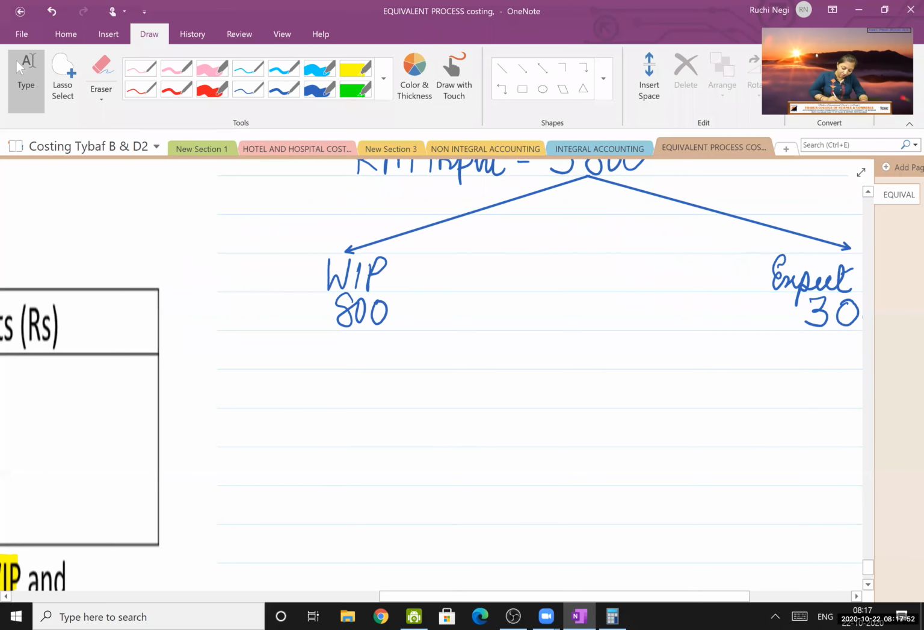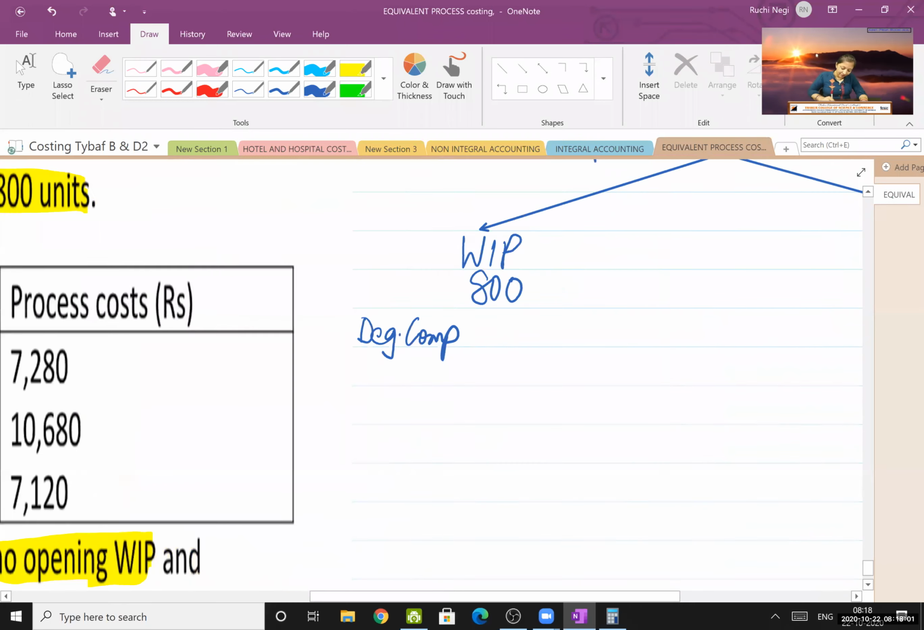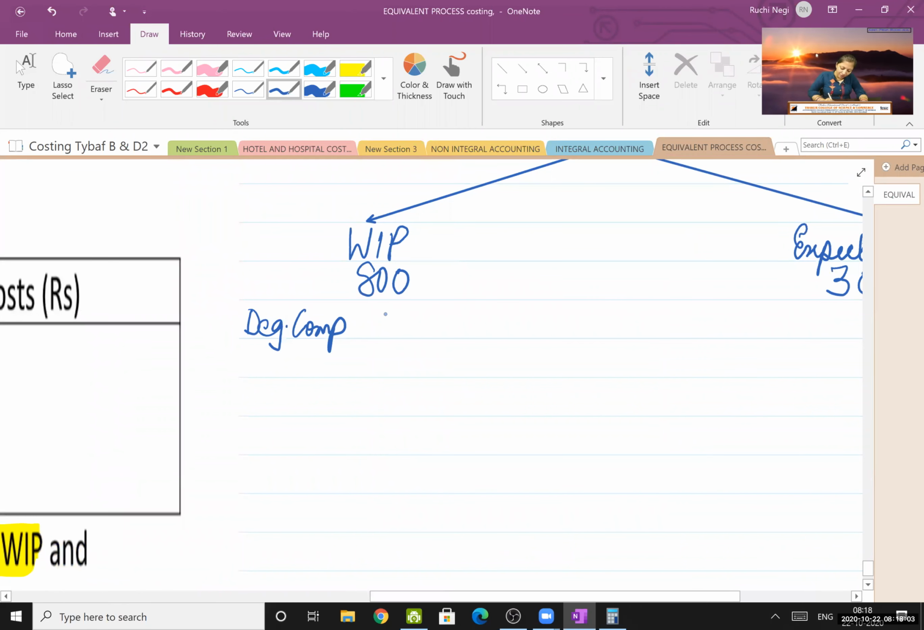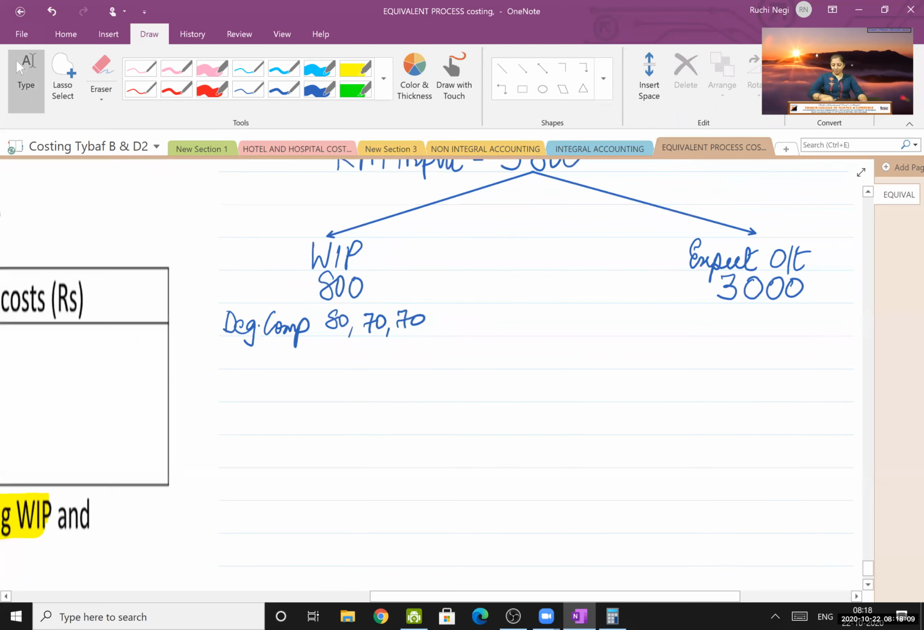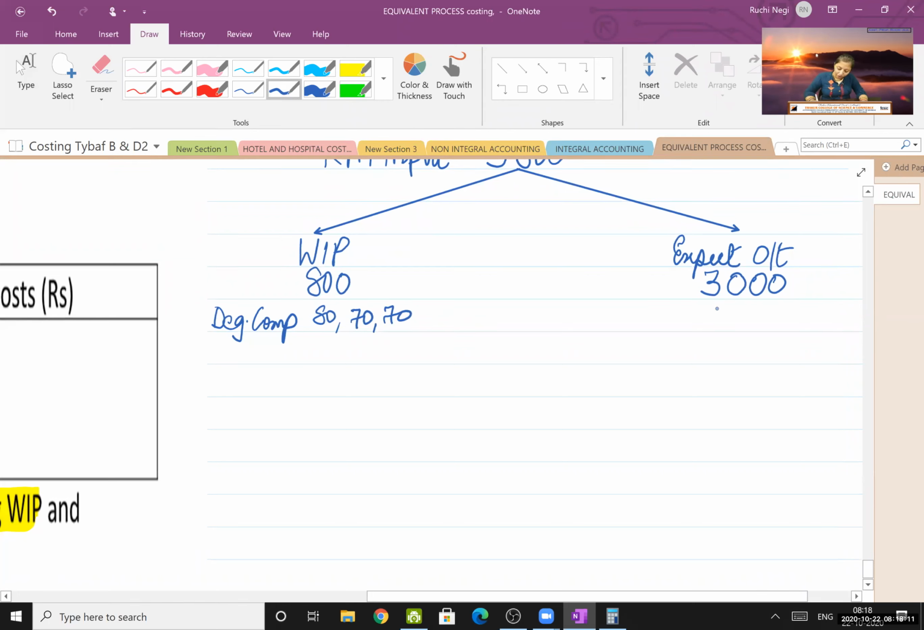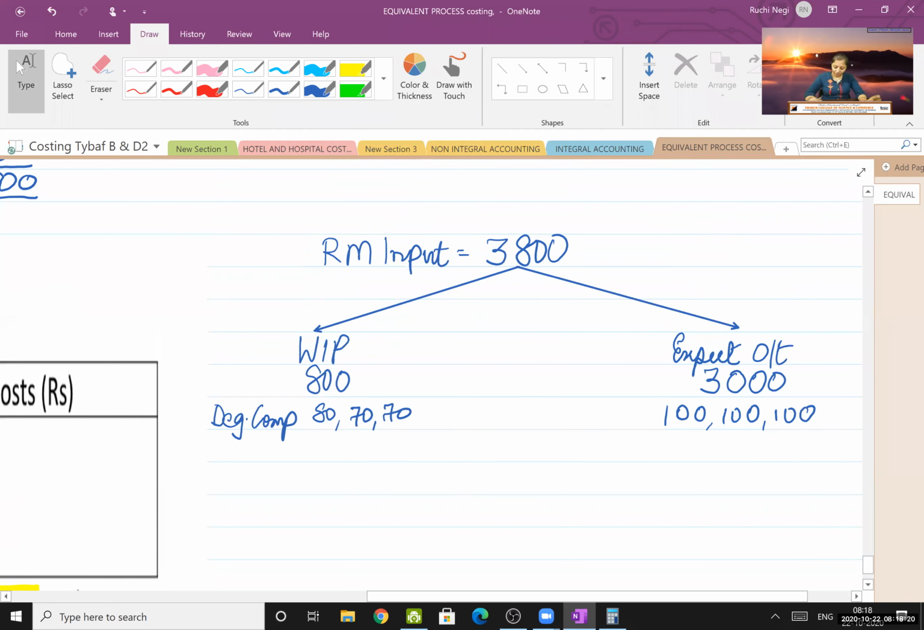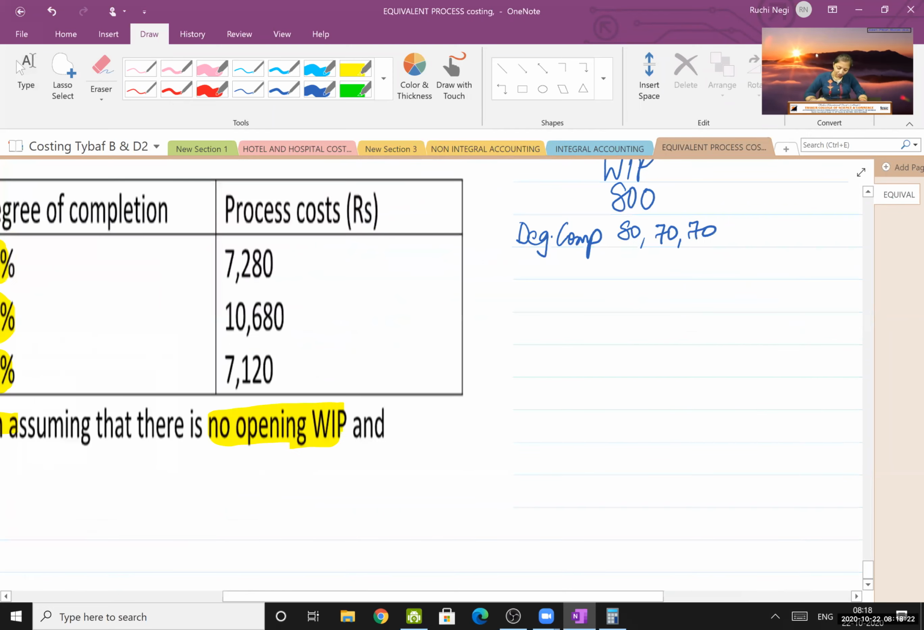Degree of completion, writing here degree of completion: 80, 70, 70. You can even just write the percentage. For the finished goods, by default, this has to be 100, 100, 100. No other variation is there.